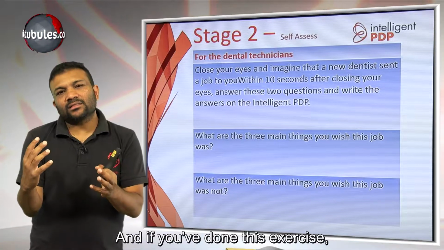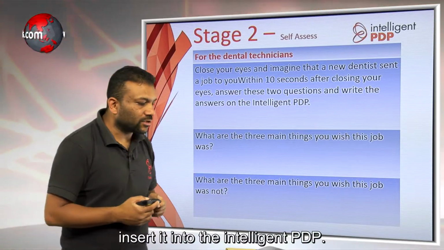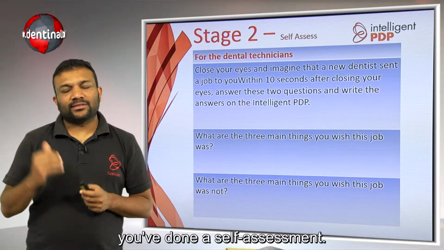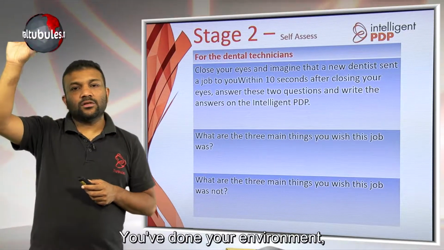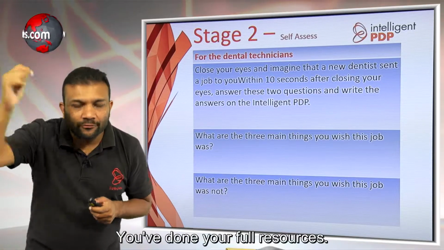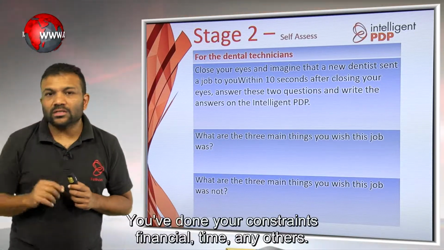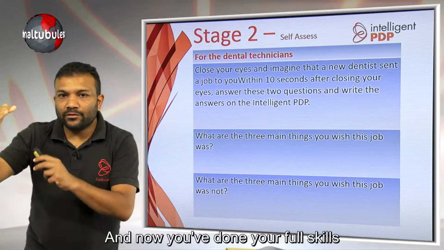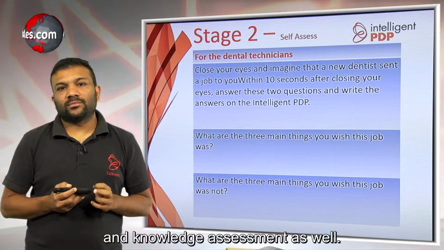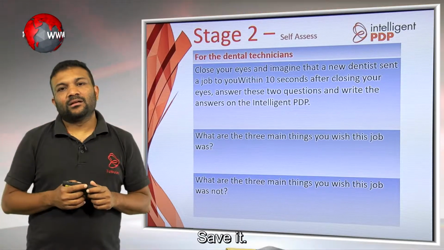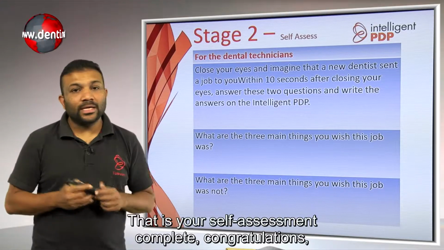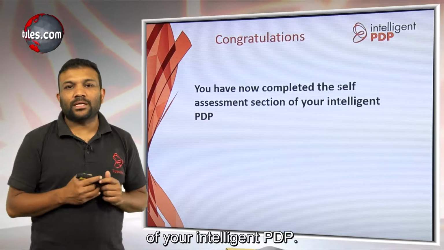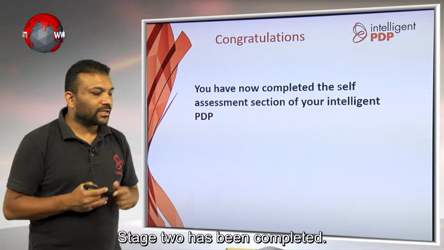And if you've done this exercise, insert it into the intelligent PDP. So in your intelligent PDP now, you've done a self-assessment, you've done your environment, your workplace and your patients, you've done your full resources, you've done your constraints, financial, time, any others. And now you've done your full skills and knowledge assessment as well. Save it. That is your self-assessment complete. Congratulations. You've now completed the self-assessment section of your intelligent PDP. Stage 2 has been completed.